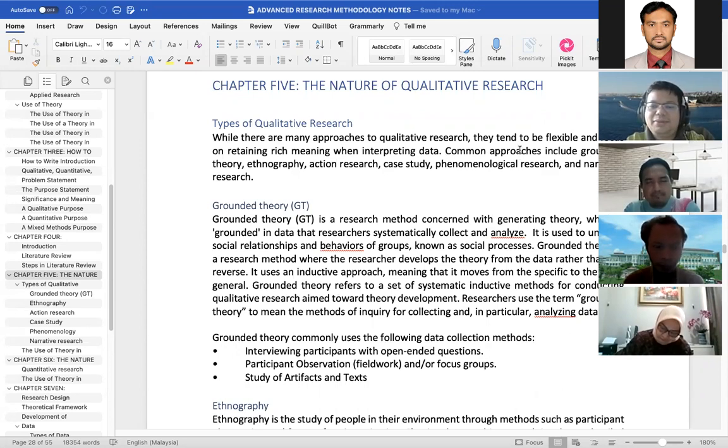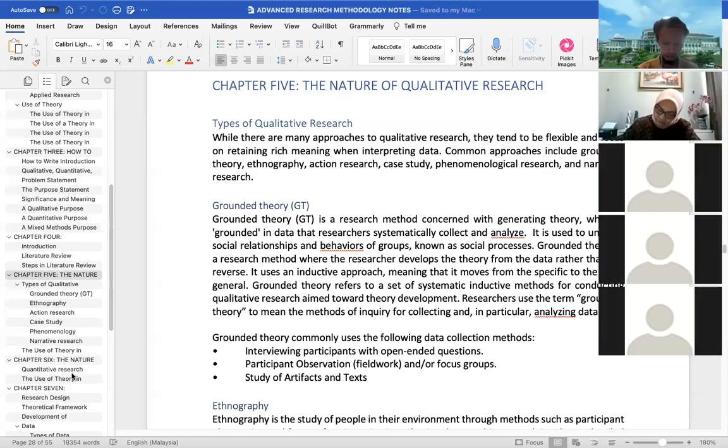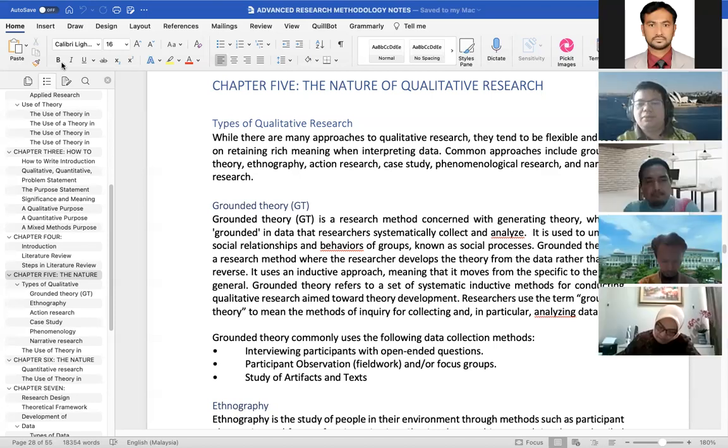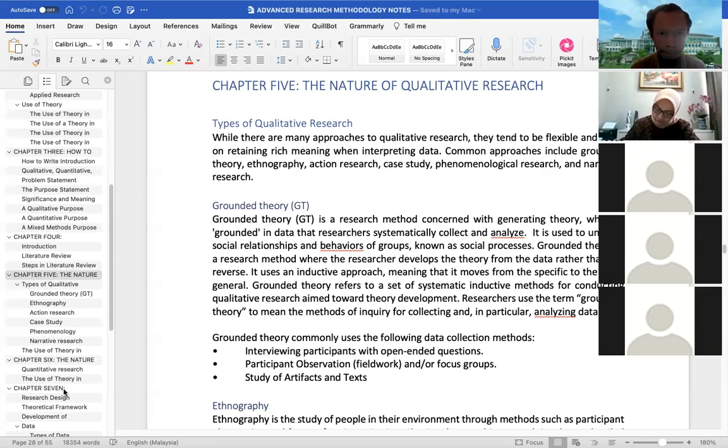So qualitative research tends to be more flexible and focuses on retaining a rich meaning when interpreting data. So the data is in the form of text, right? In the form of words, in the form of sketches, in the form of pictures, in the form of video. So there are many forms.